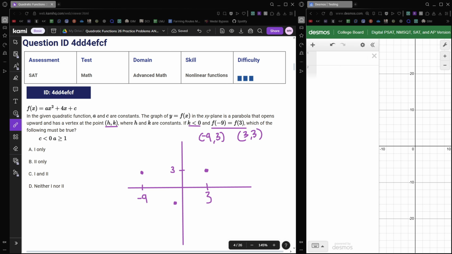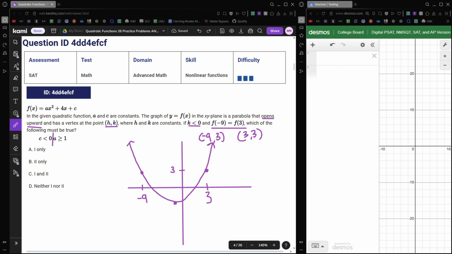Lastly, they tell us that the parabola opens upward, but based on how we drew this, it already kind of looks like that, so I'll just go ahead and connect the dots real quick. Okay, now let's look at our answer choices. We have 1: c is less than 0, and 2: a is greater than or equal to 1.